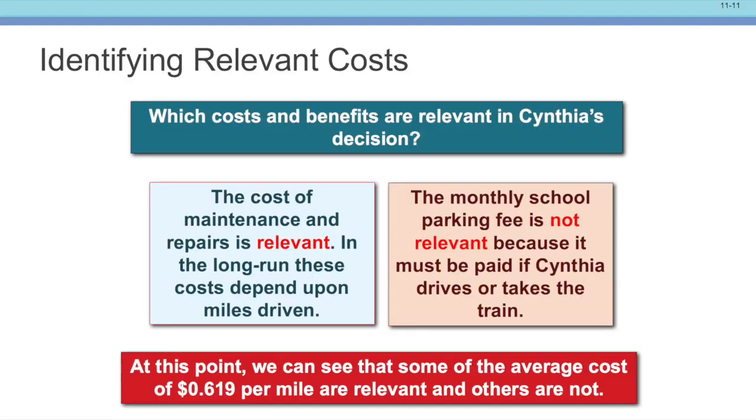Gasoline obviously is clearly relevant. If she takes the train, that cost would not be incurred, so it varies depending on the decision. Going beyond that, the cost of maintenance and repairs is relevant because these long runs depend on miles driven. Monthly school parking fee is not relevant because she's going to pay it regardless of what she does. At this point, we can say some of the average cost of the 0.619 per mile are relevant and some are not.